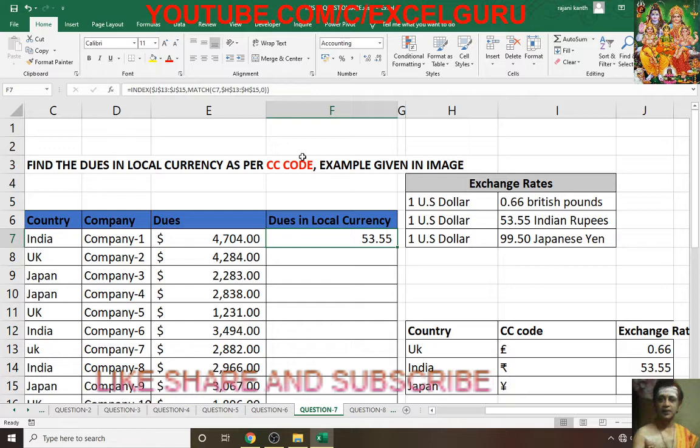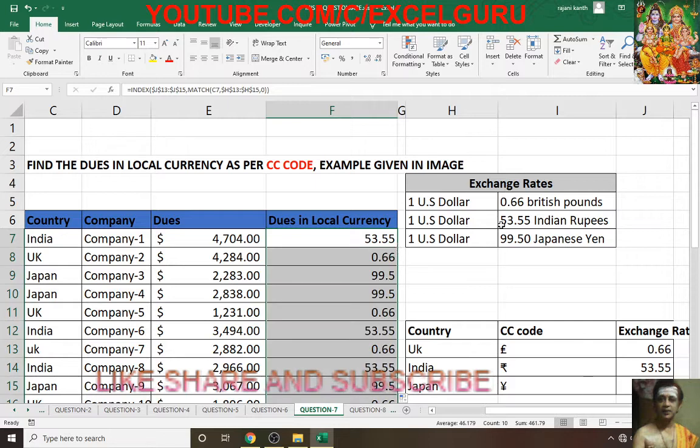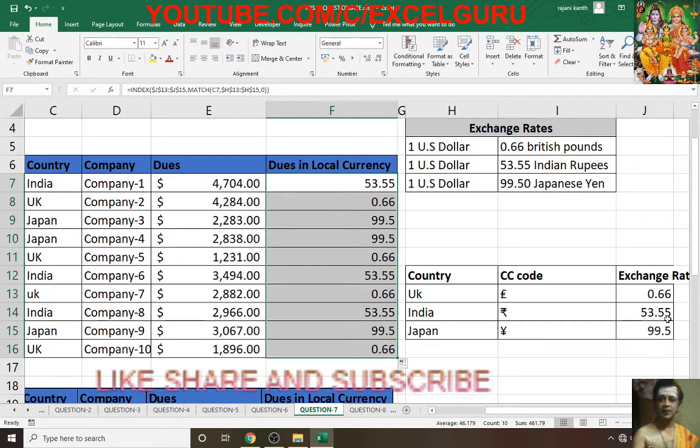So we got India is 99.5. The pre-formatted one shows 0.66 here. So we'll make it like this. Format painter, this one. India 53.55, India 53.55, UK 0.66, Japan 9915, Japan.